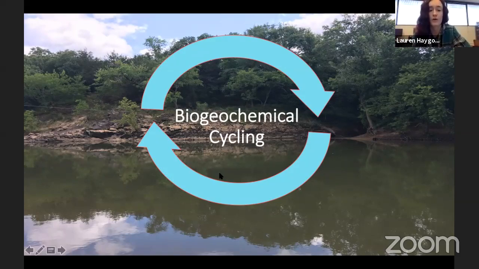So how everything is moving within this environment and changing locations is what we call biogeochemical cycling. And we can look at metal cycling with biogeochemical cycling. We could look at nitrogen, phosphorus, sulfur, carbon, other nutrients, a little bit of everything. It's just how things are moving in the environment.